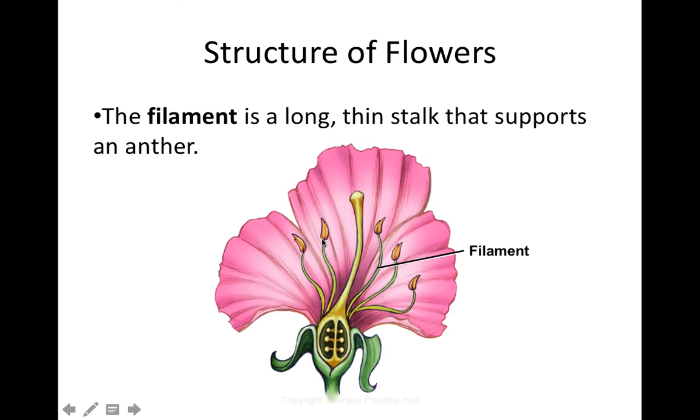So the filaments support the anthers and hold them in a place where when a pollinator comes to drink nectar from the flower, they'll rub up against these anthers on top of these filaments and get coated with the pollen to carry it away.